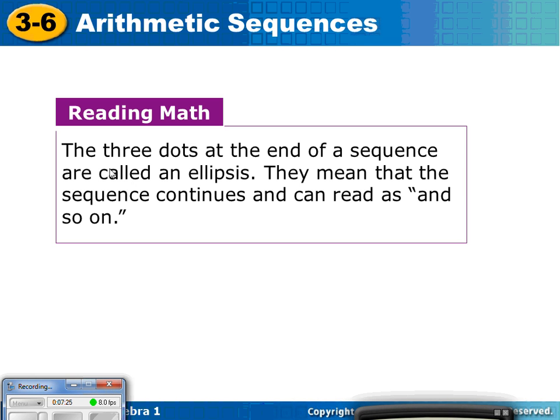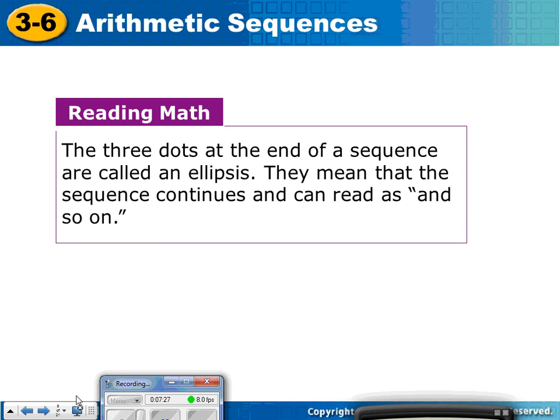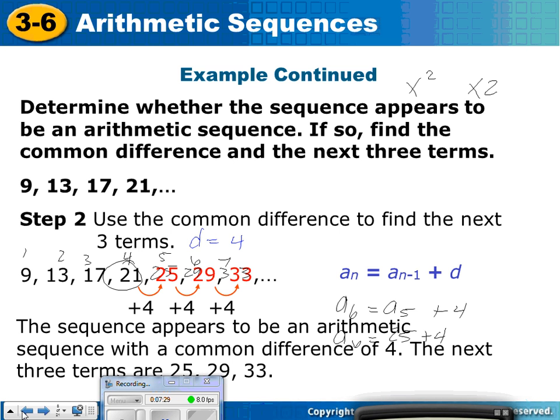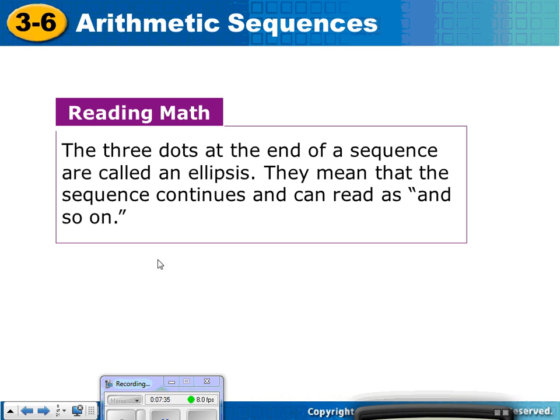Those 3 dots at the end, I go back. See these 3 dots? That means it keeps going on. That has a special name. That name is called an ellipsis. And all it means is "and so on." Some of you didn't know what that was called. You just put dot, dot, dot. It does not mean dot, dot, dot. It actually has a name.